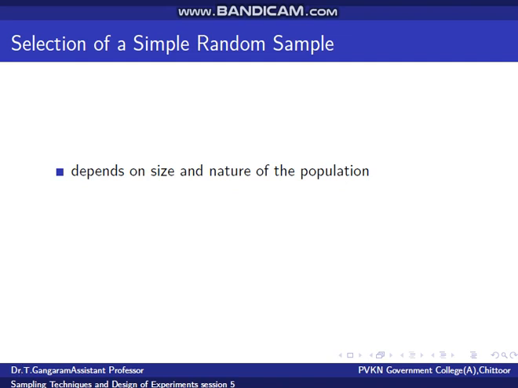Next, selection of a simple random sample. It depends on the nature and size of the population. If the size is very large, we have to choose one technique. If the size is small, some other technique is useful. There are two methods of drawing simple random samples. One is the lottery method and the other is the random numbers method or mechanized randomization method.